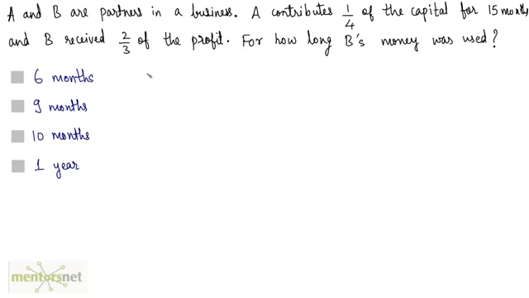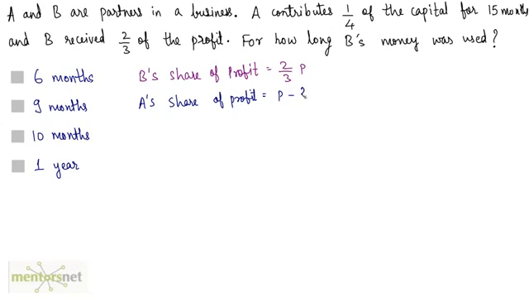Well, let the total profit be P and B received 2/3 of this total profit, which means that B's share of profit is equal to 2/3 of P, so 2/3 P. Now the total profit is P and B gets 2/3 of that, so we can now calculate A's share of profit, which is equal to the total profit P minus B's share, minus 2/3 P, and that is equal to P/3, right?